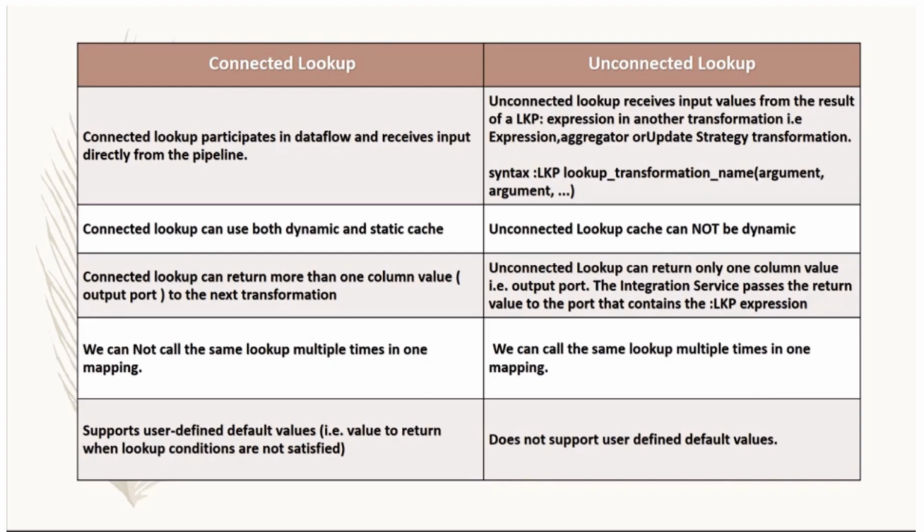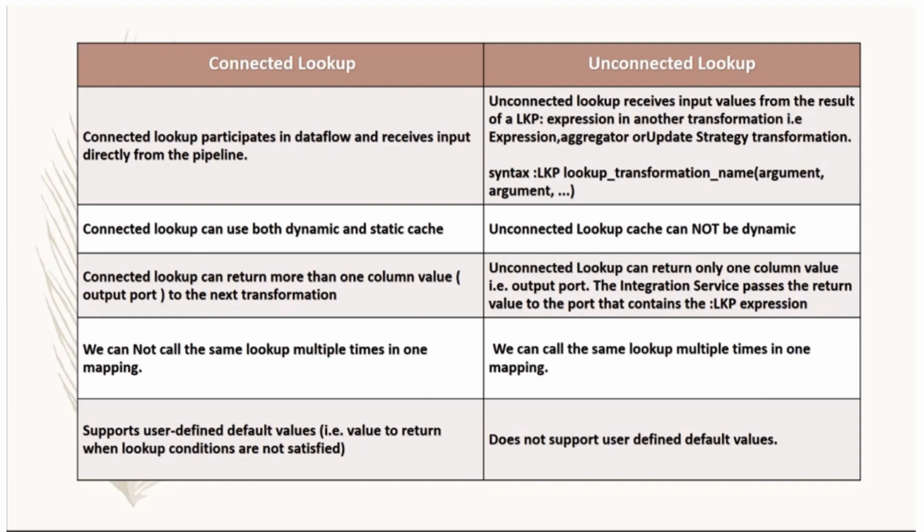Now let's come to our main topic, what are the differences between the connected lookup and unconnected lookup. The first point is that a connected lookup participates in the data flow and receives input directly from the pipeline. When it comes to the unconnected lookup, it receives input values from the result of a lookup expression which we have used in another transformation. Normally we use expression, aggregator or update strategy transformations to give the inputs to the unconnected lookup by using this lookup expression. The syntax I have given here.